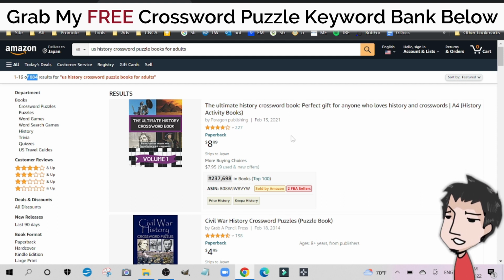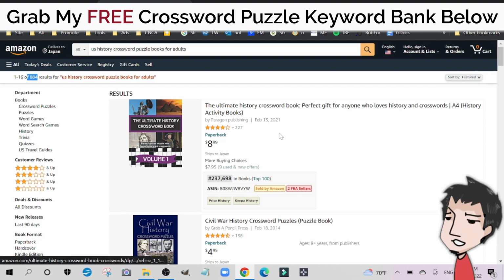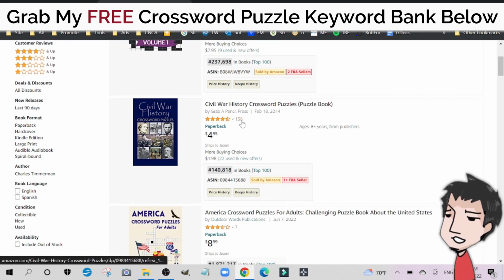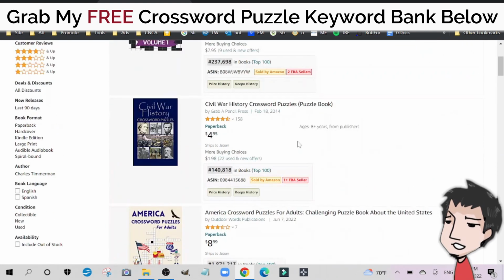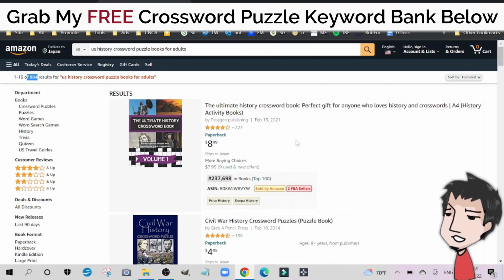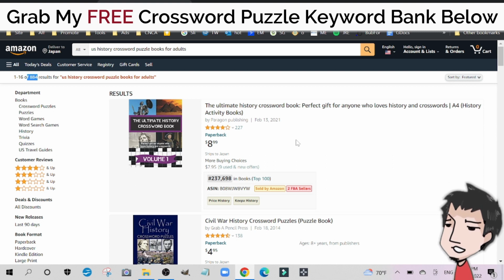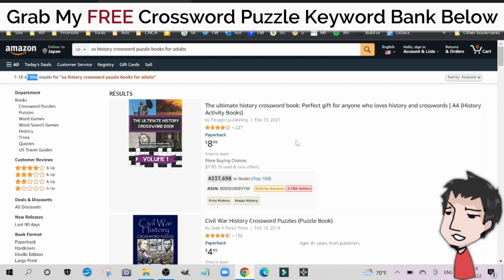This is an organic result, and they have over 227 reviews. People are buying this. The next one down is 138. The next one down is 7. This is a great market. I highly recommend you can by all means take this niche. I'm actually in a similar crossword puzzle niche. I'm not going to give away the niche that I'm in, but very close to this.